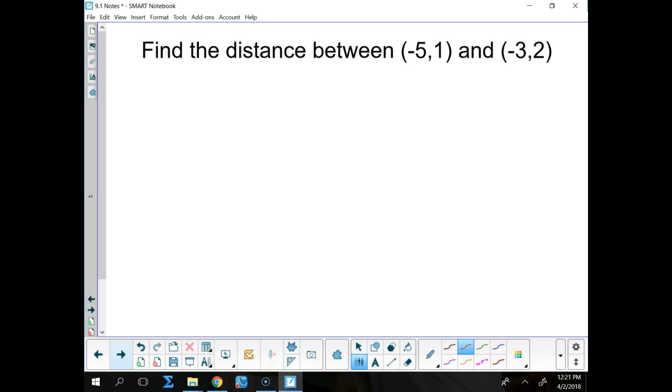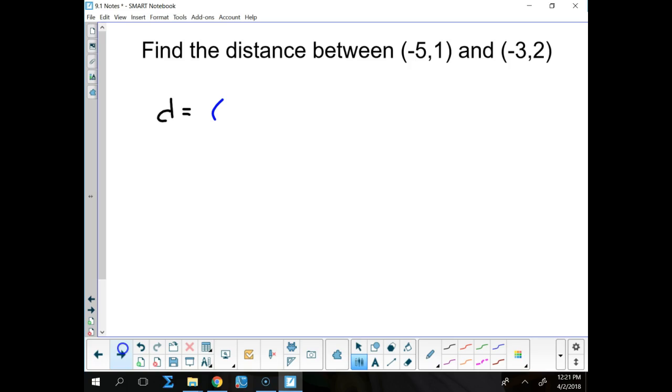All right, so find the distance between those two points. Well, my distance is equal to, I first have to subtract the x's. Does it matter which order I go in? Do I start with this one and then go to negative 3, 2? Or could I start with negative 3, comma 2 and then go to the other one? Doesn't matter. So it doesn't matter which one I start with.